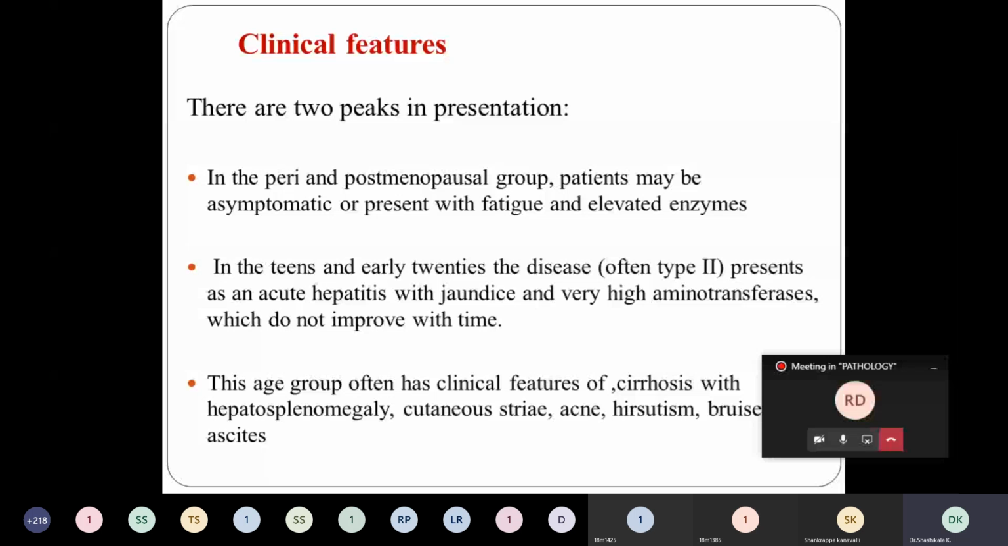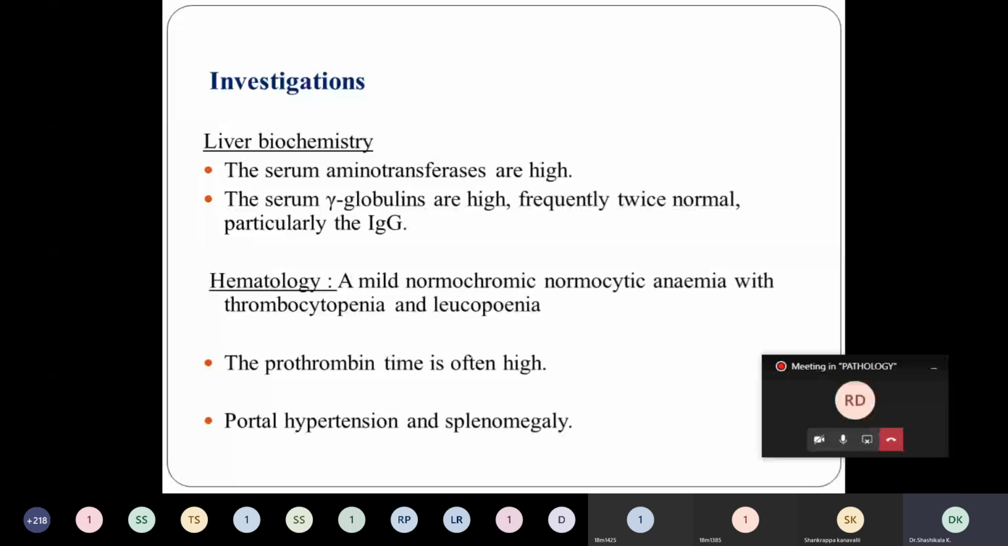What are the investigations? Liver enzymes are raised. Serum gamma globulins are very high, frequently twice normal, particularly the IgG. In hematology, there is progressive anemia, thrombocytopenia, and leukopenia. The prothrombin time is often very high, and they can later present with portal hypertension and splenomegaly.